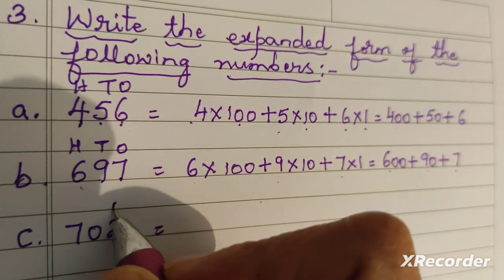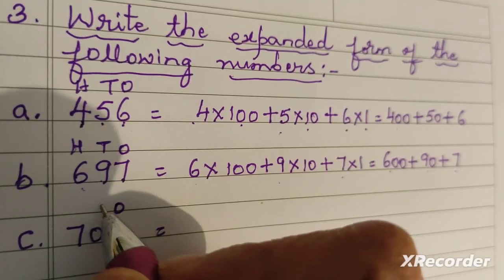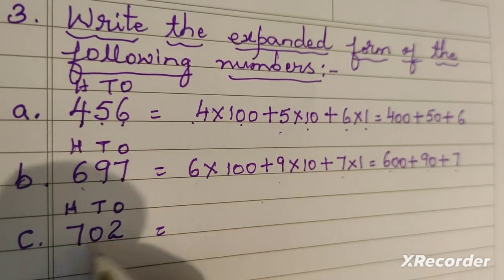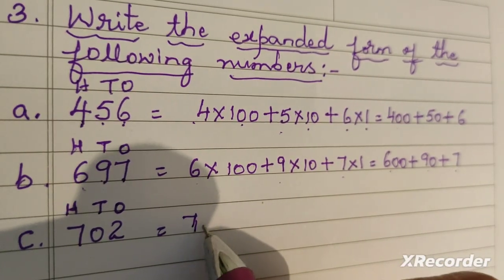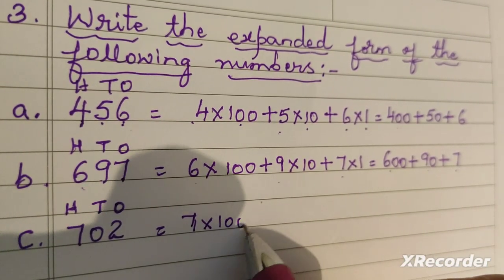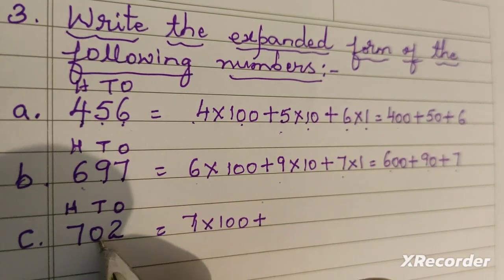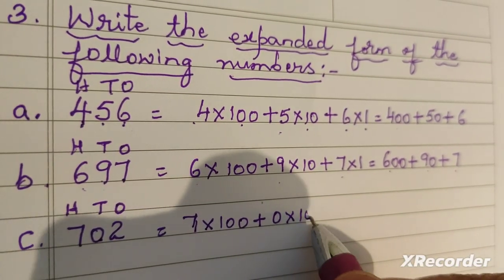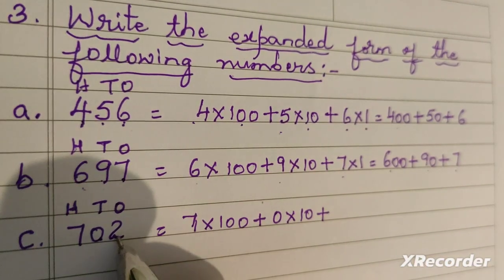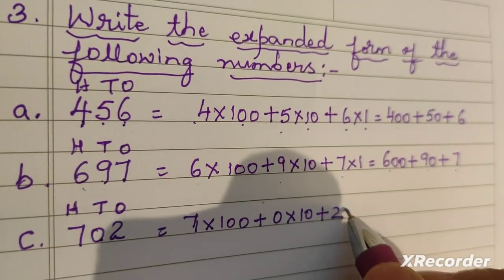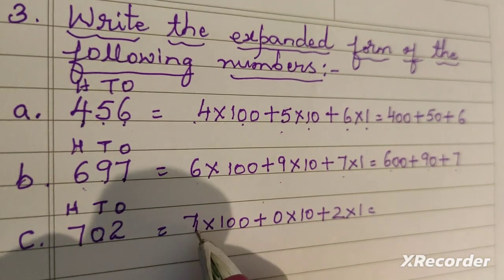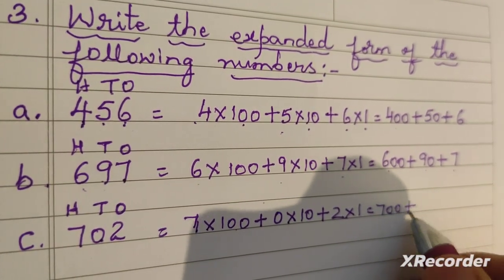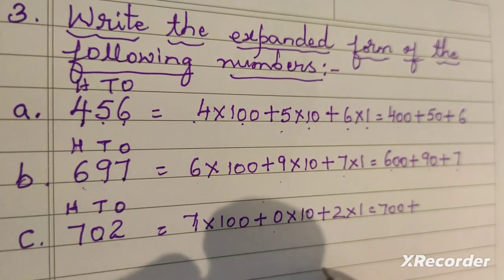Here also write down the place value. Ones, tens, hundreds. 7 is in which place? Hundreds place. 7 into 100 plus 0 is in tens place. 0 into 10 plus 2 is in ones place. 2 into 1. Now 7 into 100 is 700 plus 0 into 10.